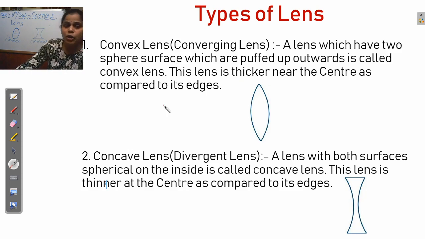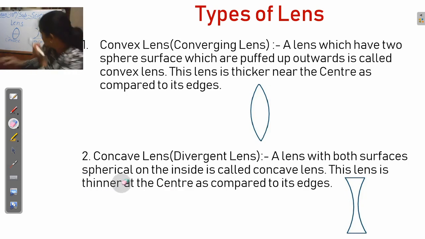Then the concave lens: a lens with both spherical surfaces curved inside is called the concave lens, and this lens is thinner at the center as compared to the edges. At the center, this concave lens is thinner. Got it, students?